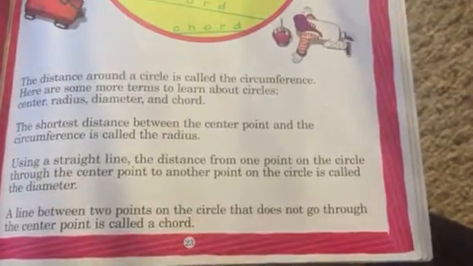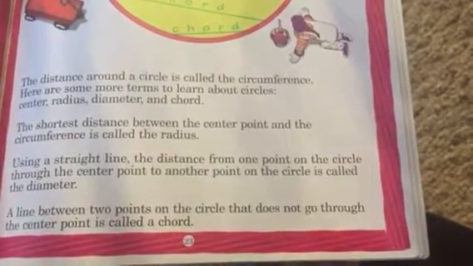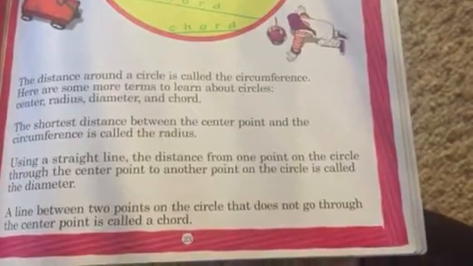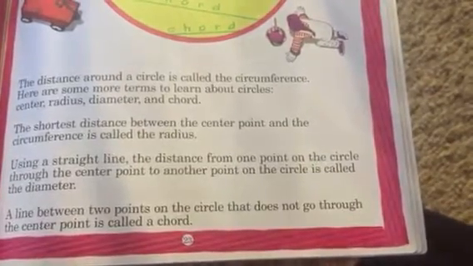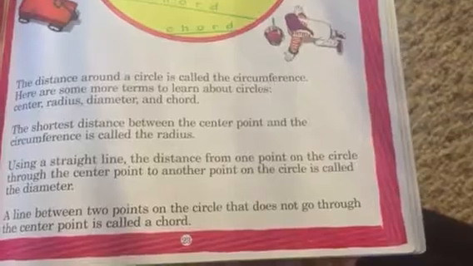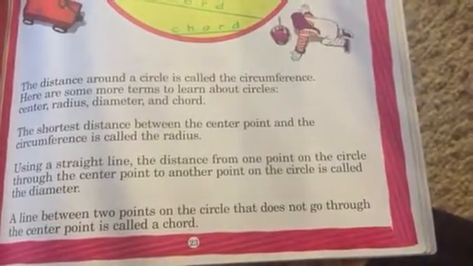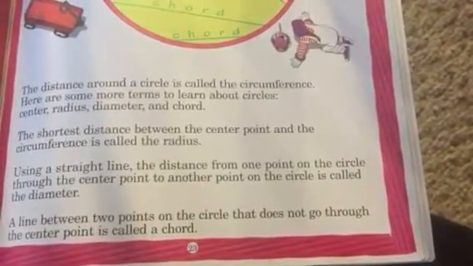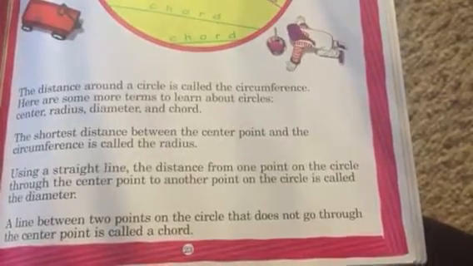Using a straight line, the distance from one point of the circle through the center point to another point of the circle is called the diameter. A line between 2 points on the circle that does not go through the center point is called a chord.